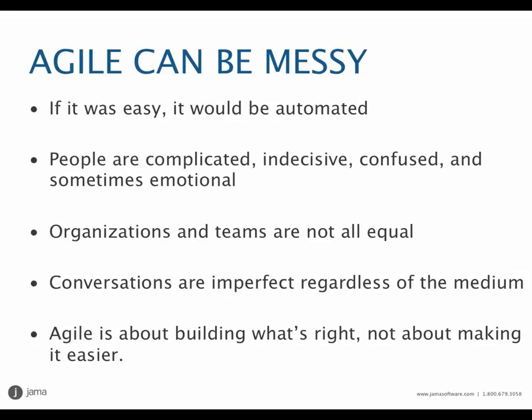Now, the reason it's messy is because people are involved, and people are complicated. They're indecisive. They change their minds all the time. They get confused easily, and they're sometimes emotional, and this goes back to that understanding of how people interact or how they will interact in collaborative software. Organizations and teams are not all equal. We can't simply apply one process, one methodology to everybody and assume it's going to work.